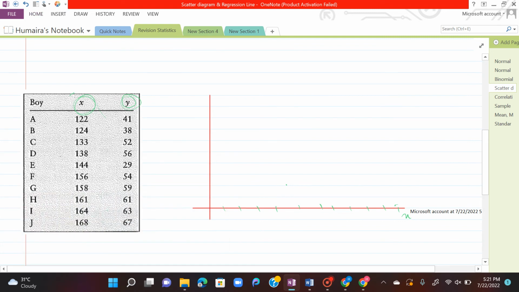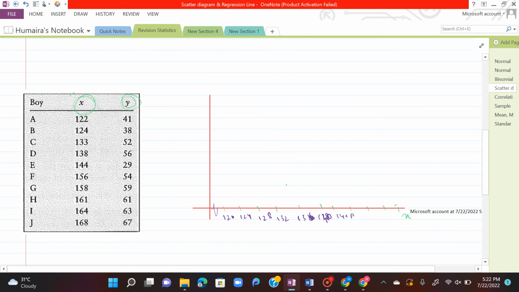Okay, the x values are going from 122 to 168. So let's say I make a scale over here, and this value goes, for example, 120, 124. I'm moving with a distance of 2, right? 128, 132, 136, 140, right?